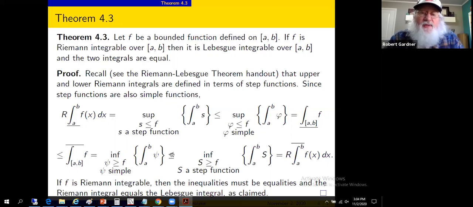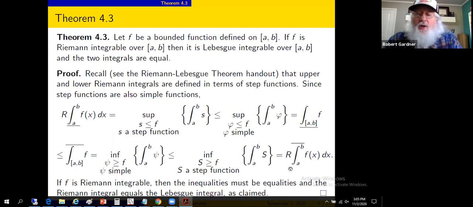So we get this relationship, and the inequality goes in this direction this time because we're looking at infs instead of sups. And the infimum over all step functions greater than or equal to f, why, that's the upper Riemann integral by definition. So we've got the lower Riemann integral less than or equal to the upper Riemann integral. But wait, we hypothesized that this function was Riemann integrable. Well, if it's Riemann integrable, then these outer things are all the same. Then all the inner things are the same as well. So all these inequalities actually must be equalities, knowing the outer things are equal to each other.